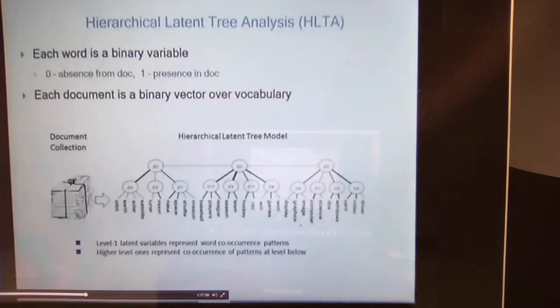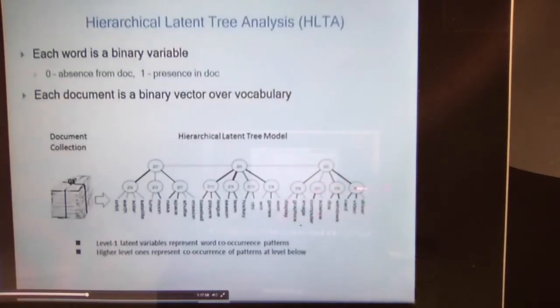So here we're going to represent each word as a binary variable and also represent the document as a binary vector over the vocabulary. From such data, we actually get something more like this. We have these words on the bottom, and then we have multiple layers of latent variables on top.